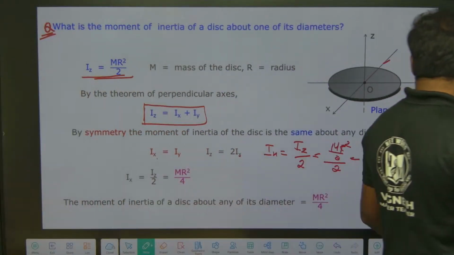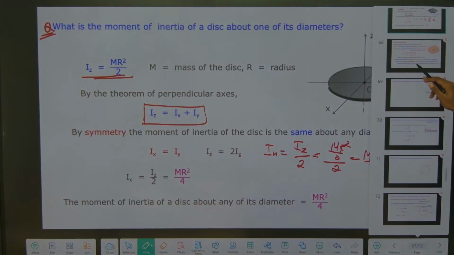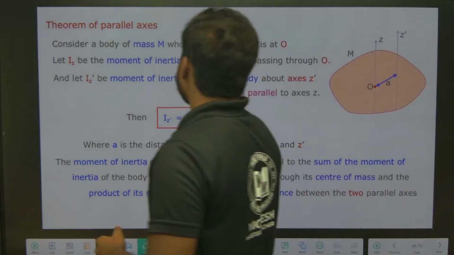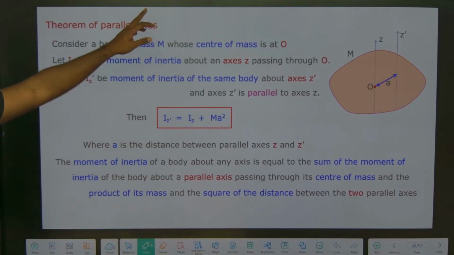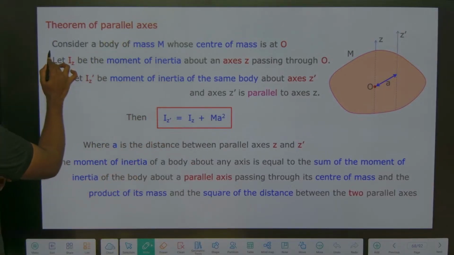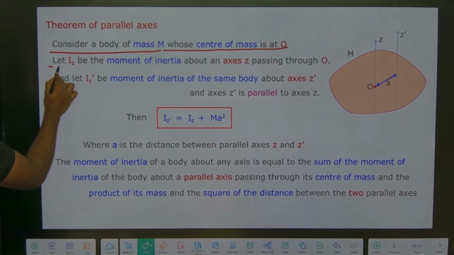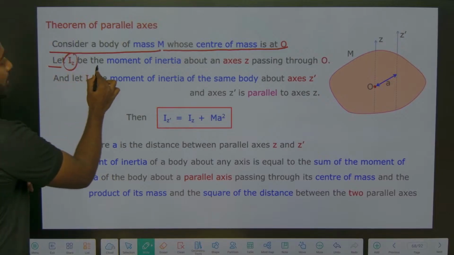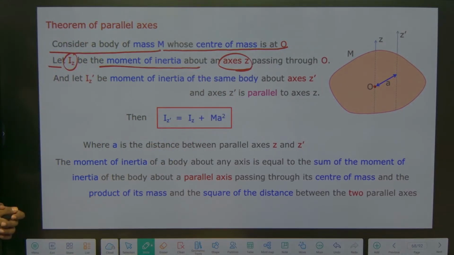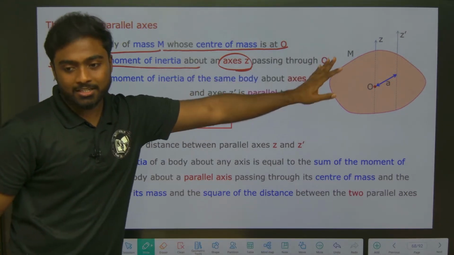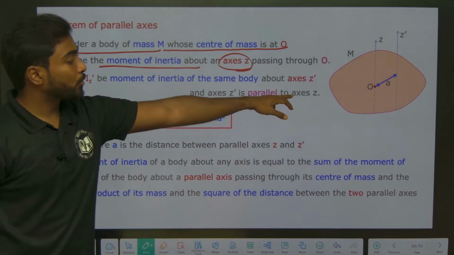Okay. So next one is the parallel axis theorem. The formula for the parallel axis theorem: consider a body of mass M whose center is at O. Let I z be the moment of inertia about the axis which passes through point O. Let I z dash be the moment of inertia of the same body about the axis z dash, which is parallel to the z axis.